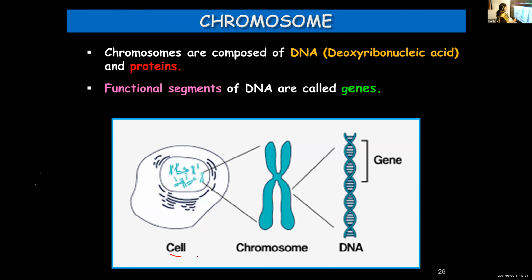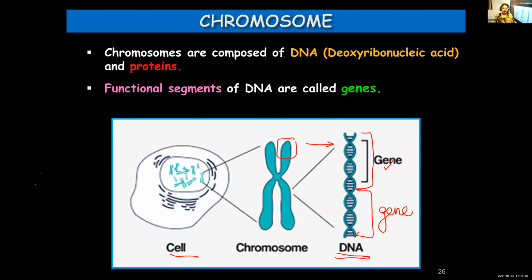This is a cell. Inside the cell, inside the nucleus, you can find chromosomes. A small portion of the chromosome is enlarged and shown. You can see it is made up of DNA and proteins. And a small piece of this DNA, you can call a gene, a segment of DNA. This is another gene. The functional segments of DNA are called genes.